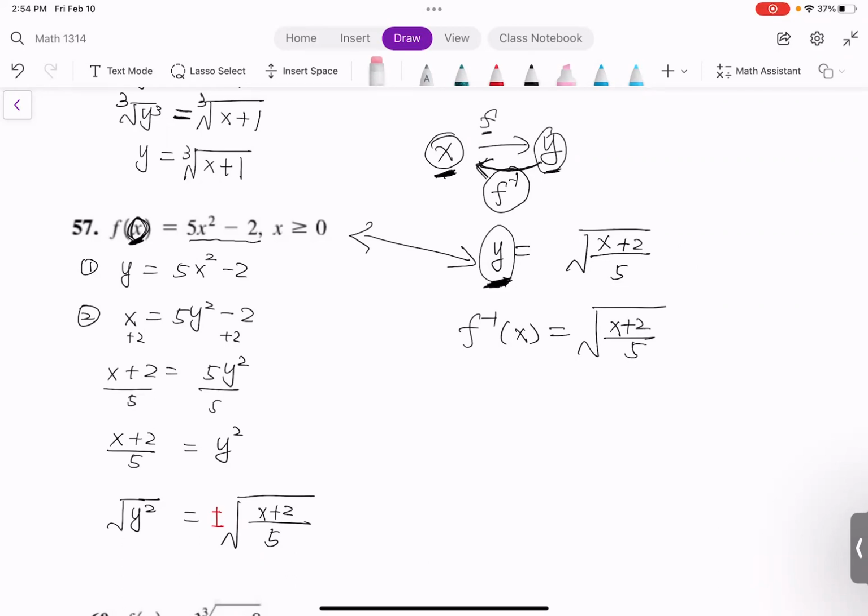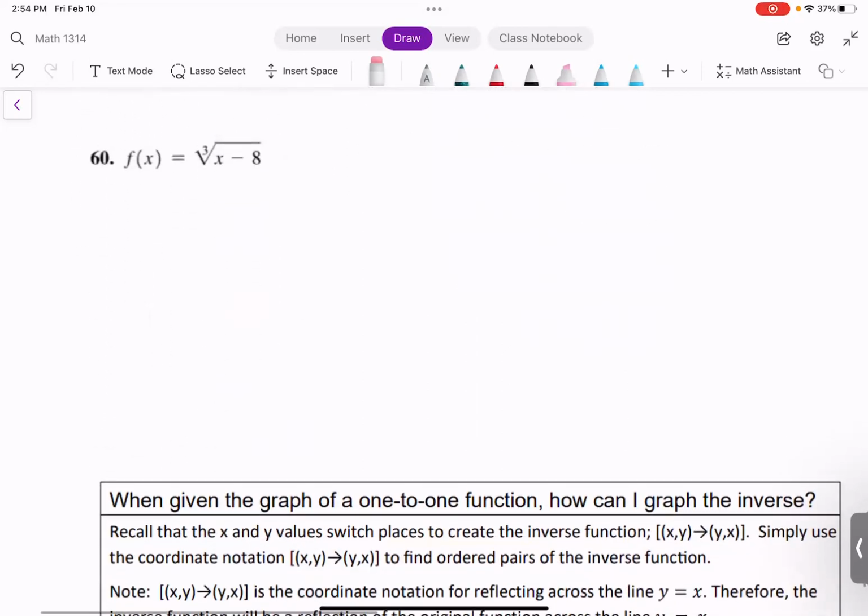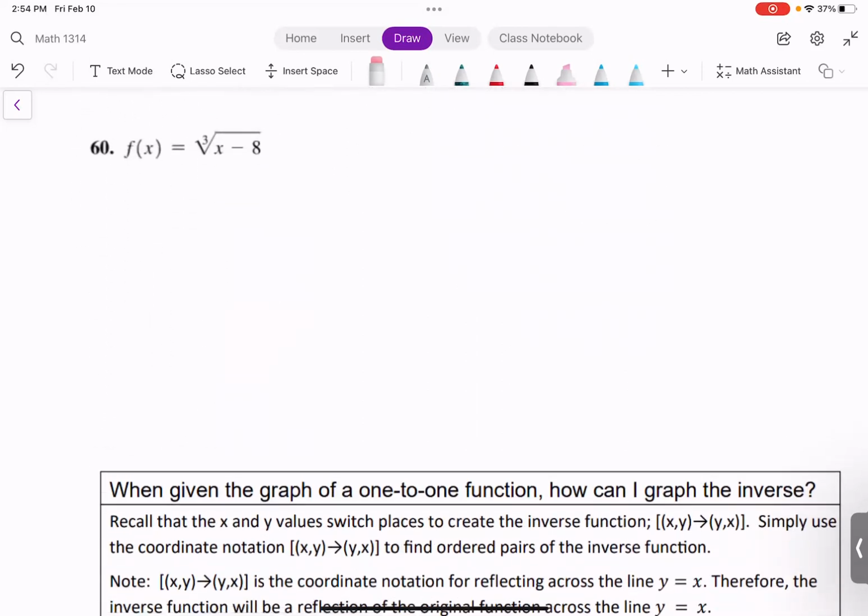Remember that if it has a restriction here, that means I need to be more careful when we are solving for the y. The y must have the same restriction like the x in the function f. All right, this is a tricky question, or a very good question. Okay, let's see number 60.